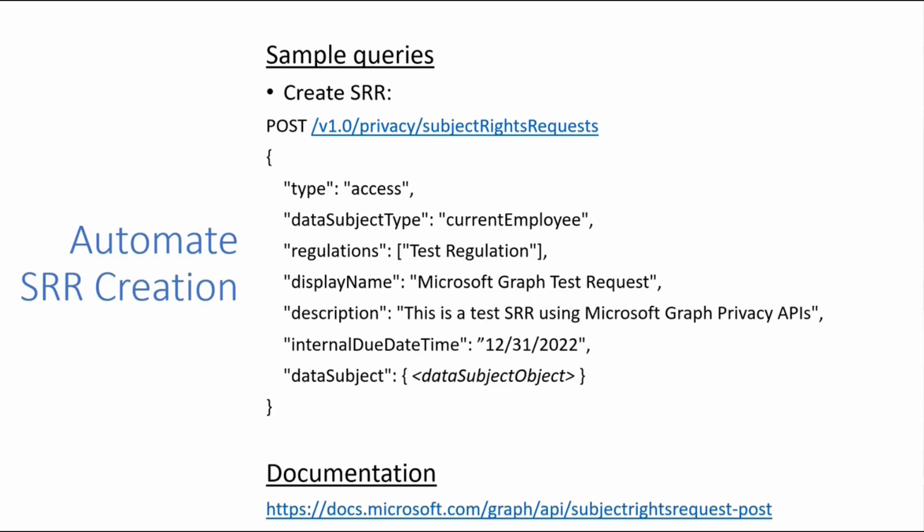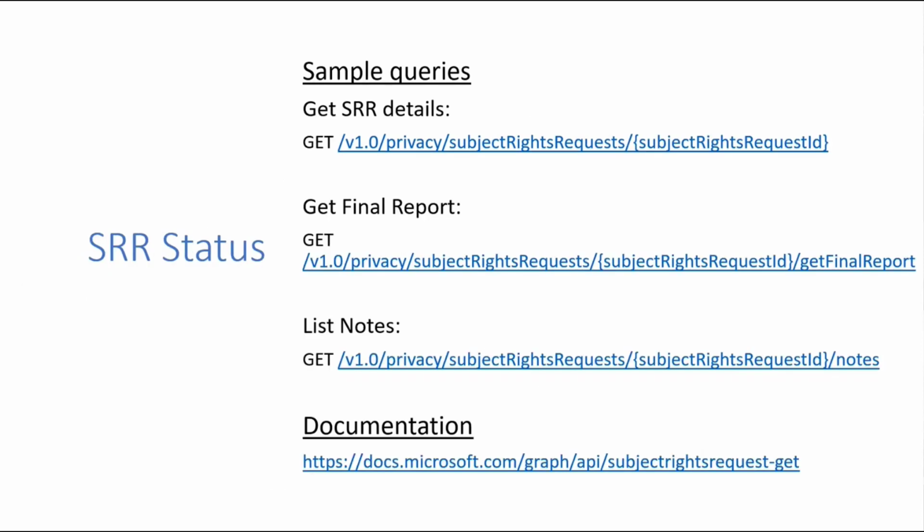Moving on to the next use case. The next big one is getting that SRR status, right? So you create that SRR, you might have done some other things with it, gotten some additional information or performed some action related to that subject rights request. And so we have other queries as well to get details about the SRR itself that you're looking to get, say, status information on, as well as an API to get a final report.